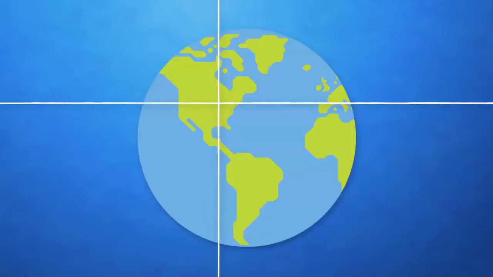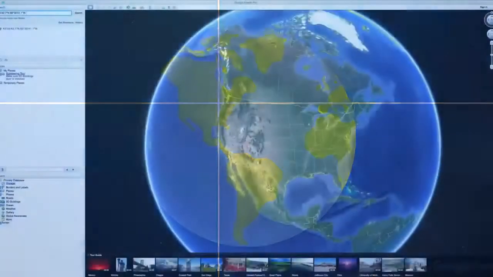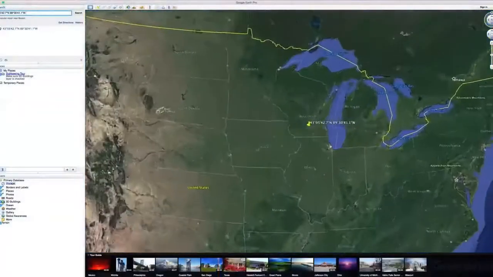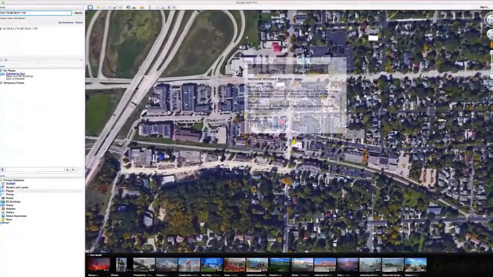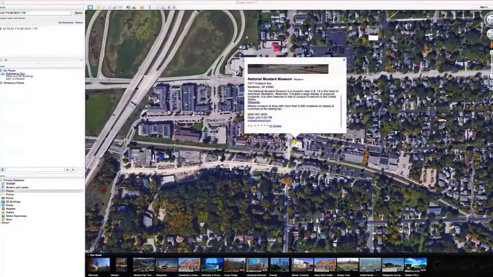But if we use a map or a digital tool like Google Earth, we can zoom in and see these coordinates lead us to the U.S. National Mustard Museum in Middleton, Wisconsin? Huh. Well, what's the weirdest landmark you've ever found on Google Earth?